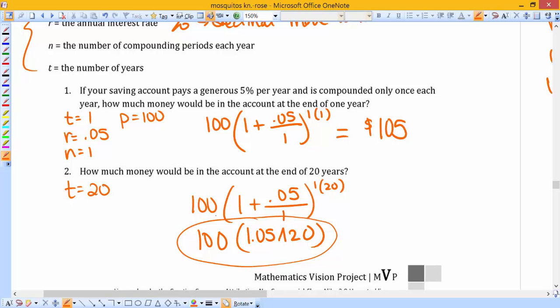So I'm going to take my answer, the 2.6 and a bunch of decimals, and I'm going to multiply it by the $100 I started with. So after 20 years, there will be $265.33. And I round to 2 decimal places because it's money. So make sure you can get that in your calculator, please.